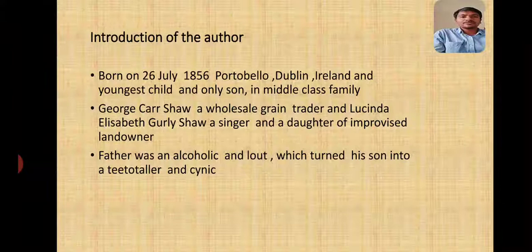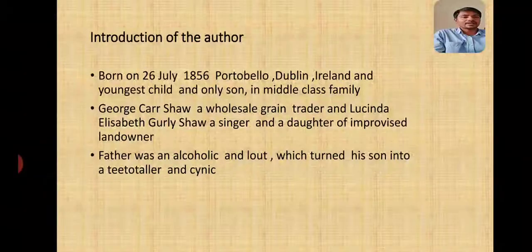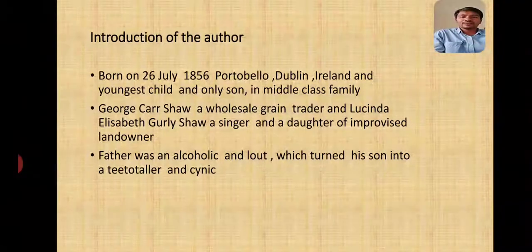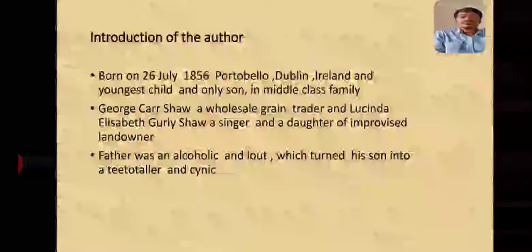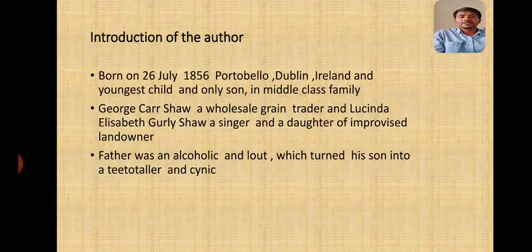George Bernard Shaw was born on 26th July 1856 in Portobello, Dublin, in Ireland. He was the youngest child and only son in a middle class family. His father was George Carr Shaw, a wholesale grain trader, and his mother was Lucinda Elizabeth Gurly Shaw, a singer and the daughter of an impoverished landowner. His father was an alcoholic and a lout, which turned his son into a teetotaler and cynic.